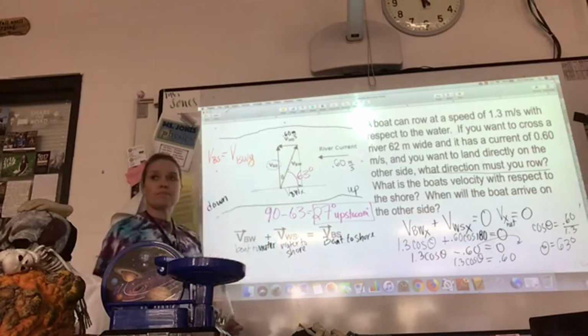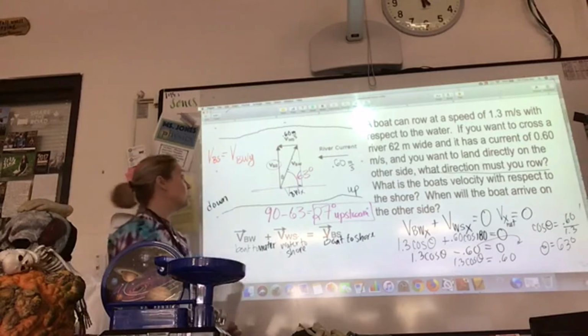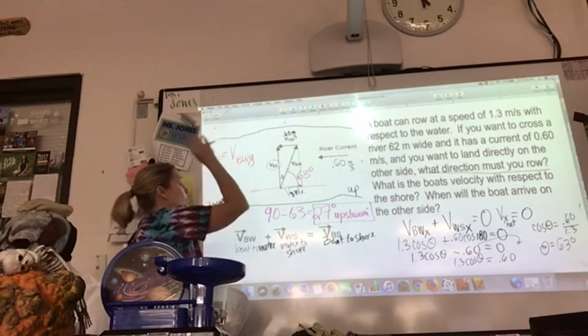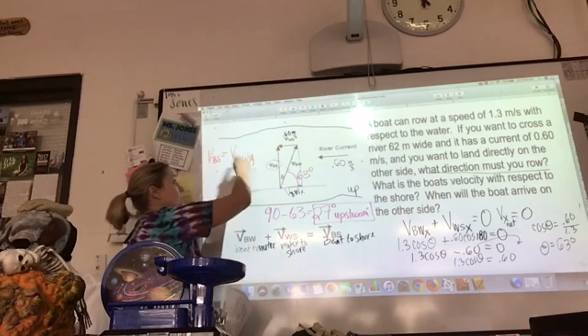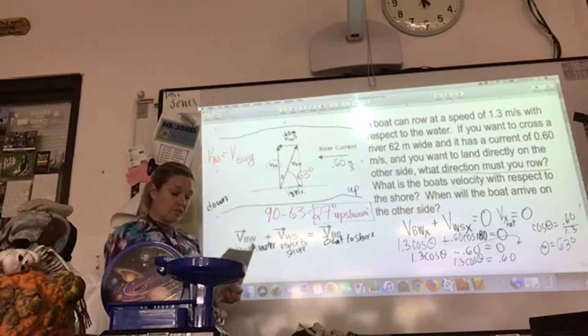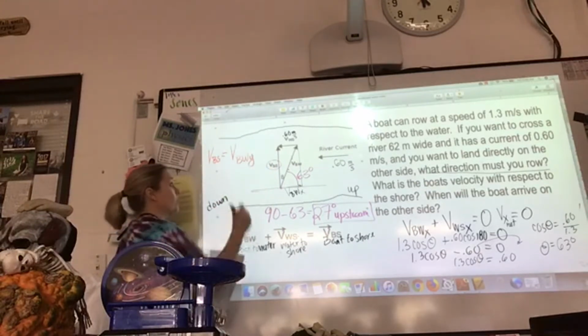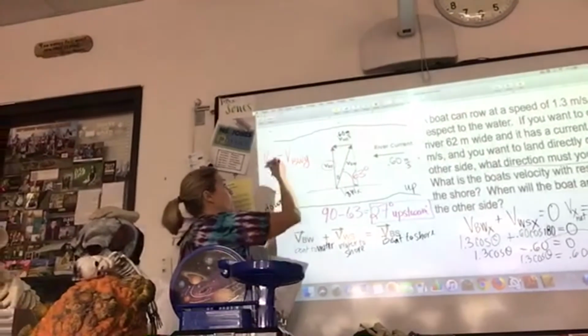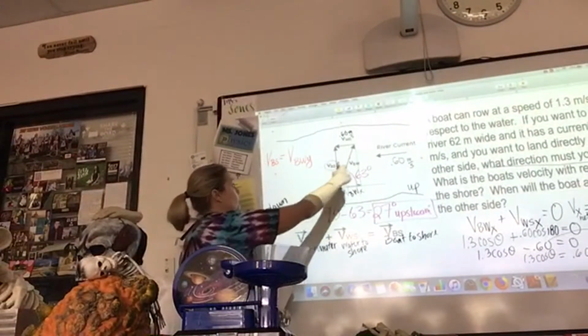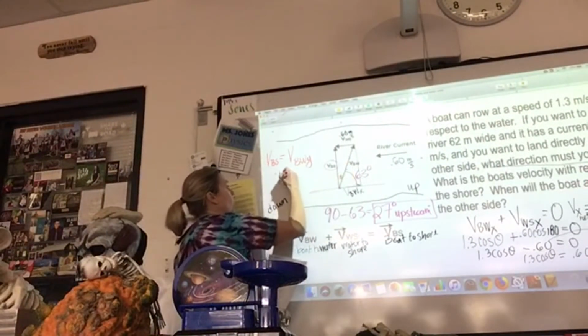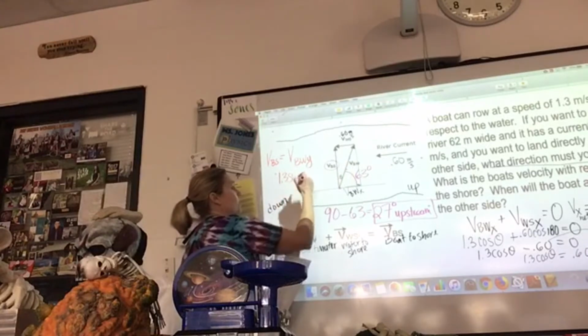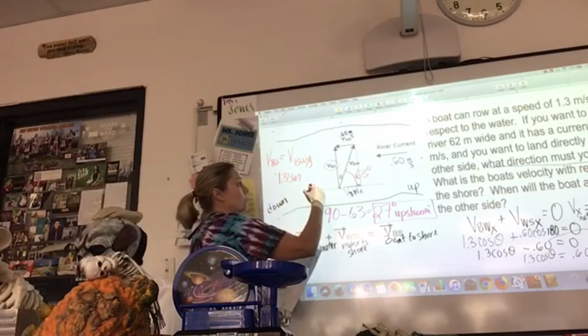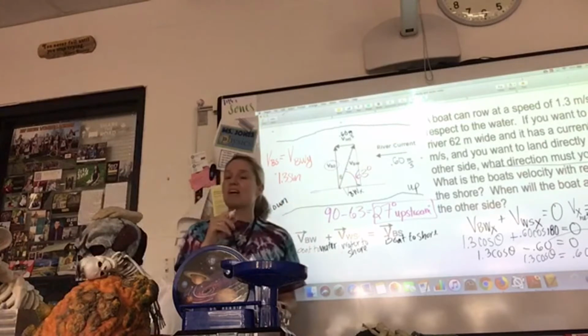Y. Now we got a lot of letters there, I know. So the boat to shore in this case is just your y velocity. And so how can we calculate that? The same way we find the y of anything. So we need the y of this. The y of this. And so we have 1.3 sine. Sine of what? Now I've got you so confused.